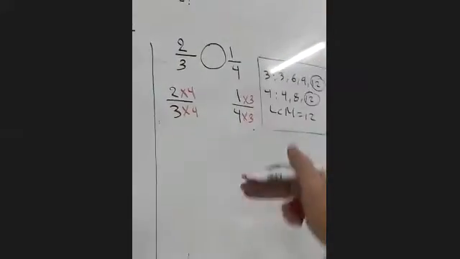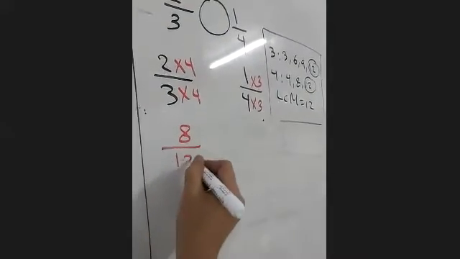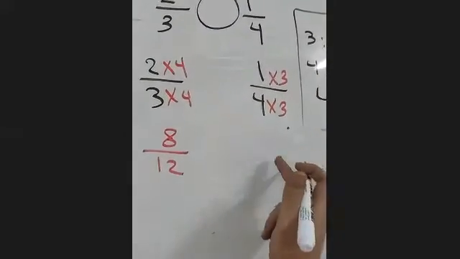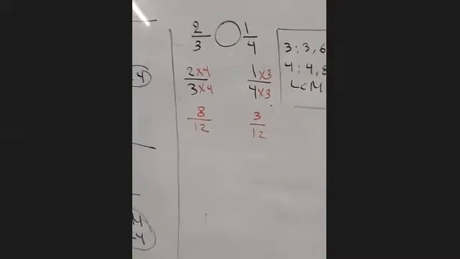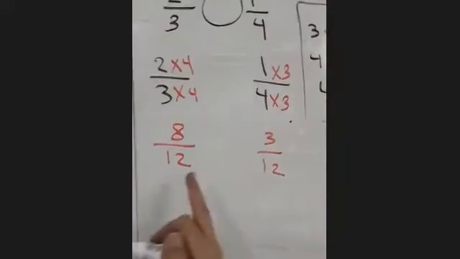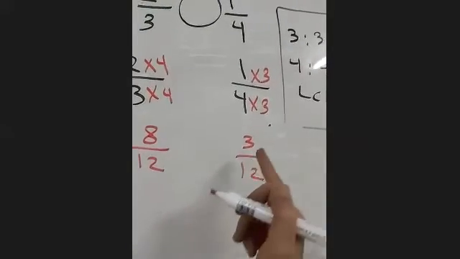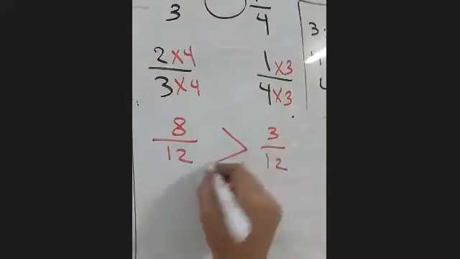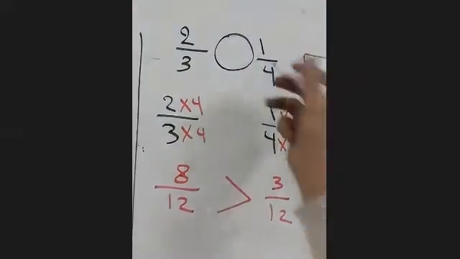Now I simplify. Here 8/12, and here 3/12. Now I can compare because I have similar denominators. The 8/12 is bigger than the 3/12. So the 2/3 is bigger than the 1/4.